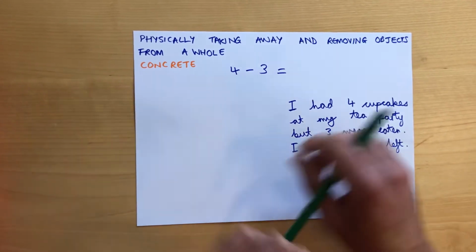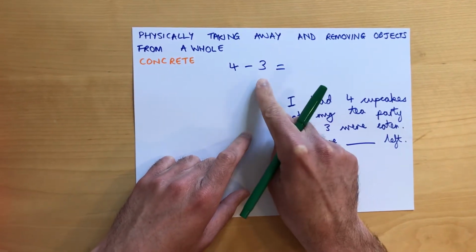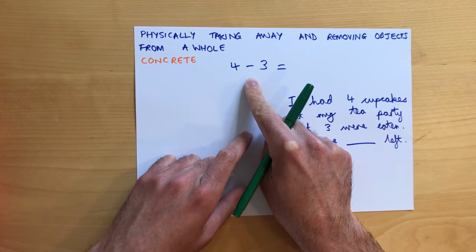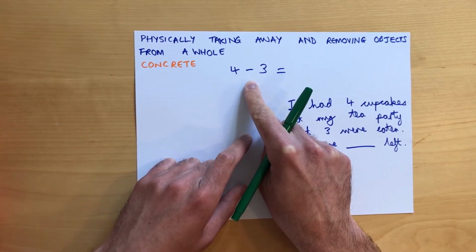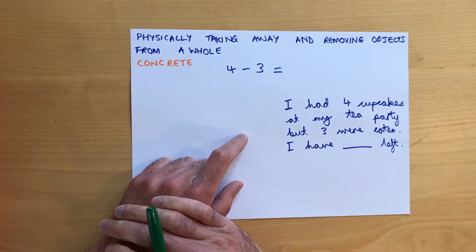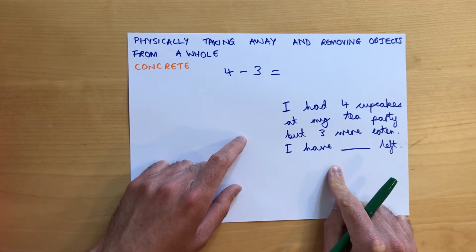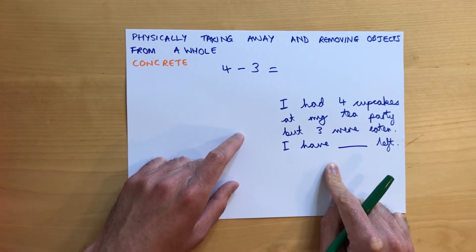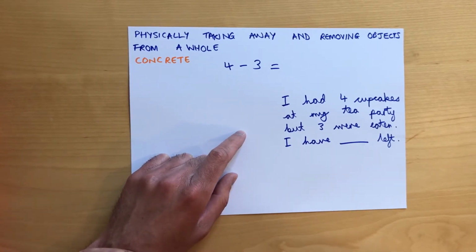Here, the number sentence is 4 subtract 3 equals. Look at the calculation symbol and use its many different names, not just the same one. It could be minus or take away. So, a real life story for this could be, I had 4 cupcakes at my tea party, but 3 were eaten. I have blank left. Always use sentences like these to help.